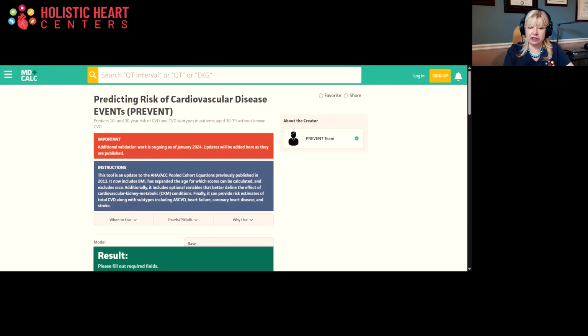It's called Prevent, and it received a bit of criticism because some of the calculations in this newer calculator really have shown that the majority of patients that we thought potentially may need statin medications may not actually need them. So there's been a lot of criticism over that, and investigators are still working on revamping this calculator.